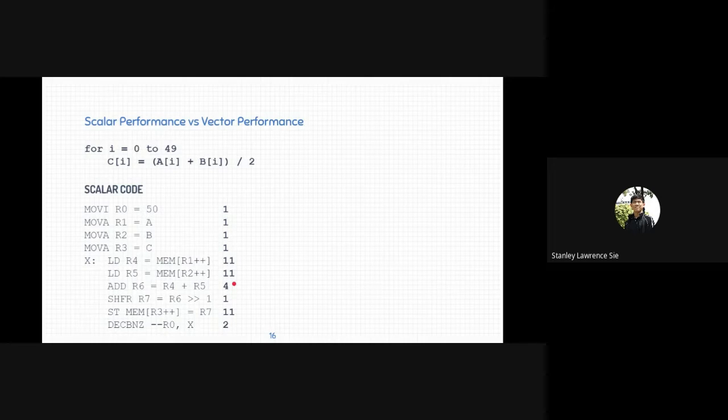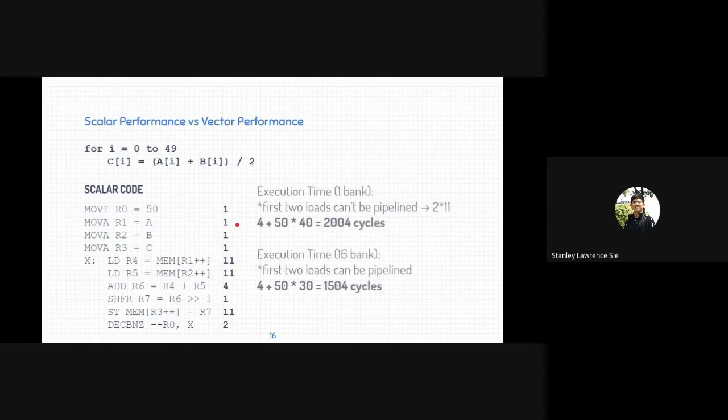So assuming that we're doing this with only one bank, we would get the first 4 cycles from the first 4 instructions, and the rest will be 40 cycles, because the first 2 loads cannot be pipelined. So we just take 2 times the latency, and then sum the cycles in one iteration, which is 40, and multiply it by 50 iterations, and thus we get 2004 cycles.